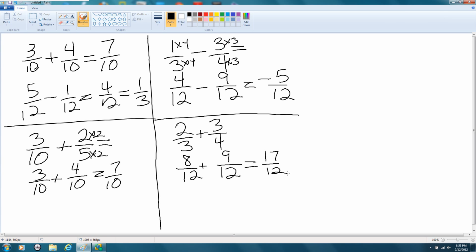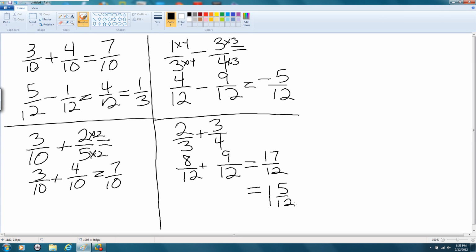We're going to basically take out one whole here. One whole is 12/12, so we get to take out 12/12, and that's 1. And then we have 5/12 left over, so that is 1 and 5/12, and we have that mixed number there.